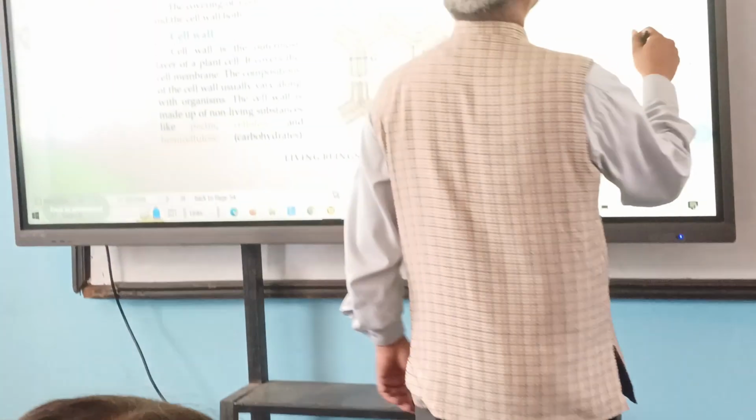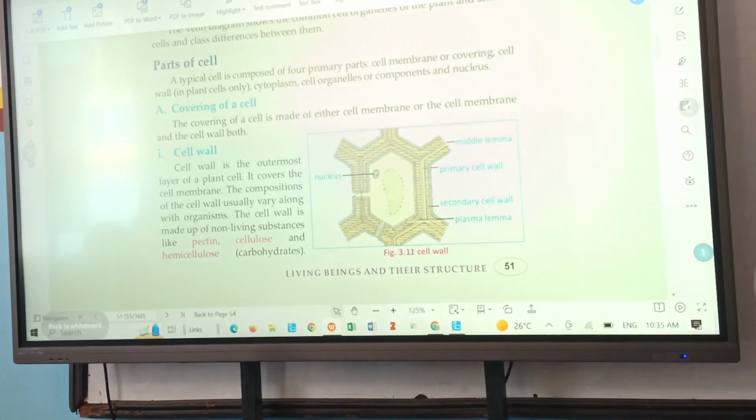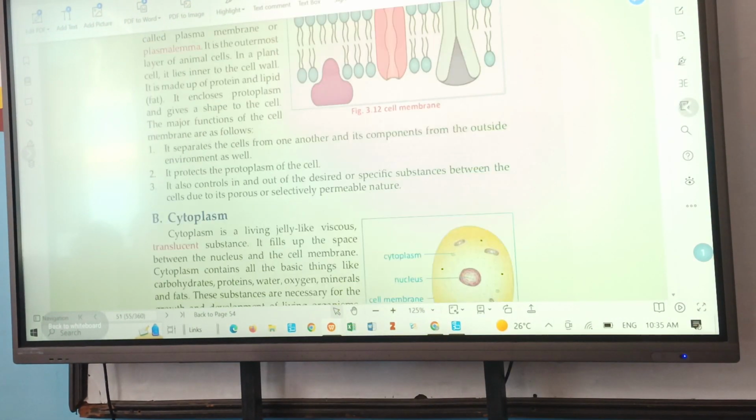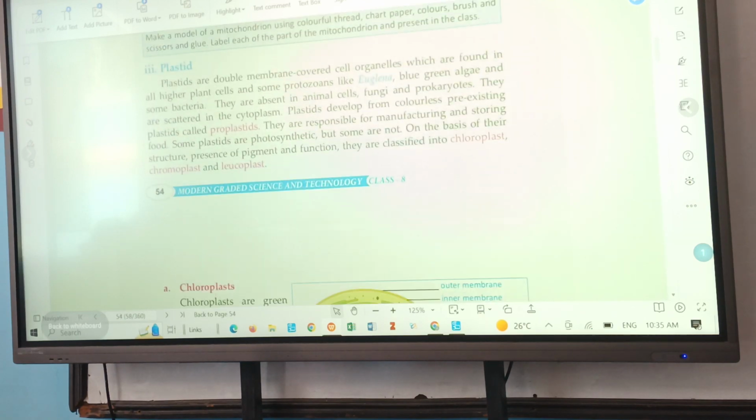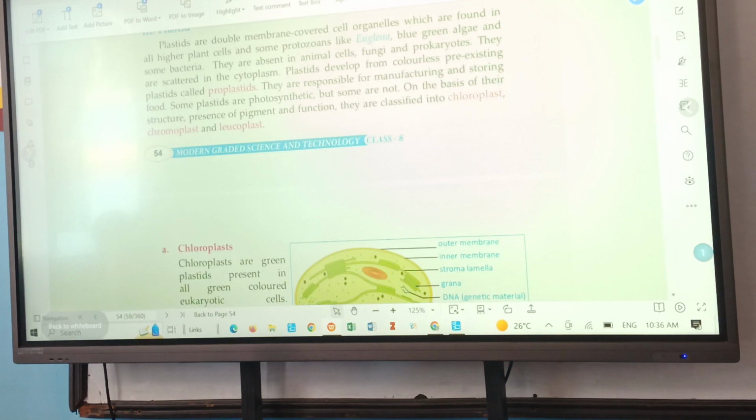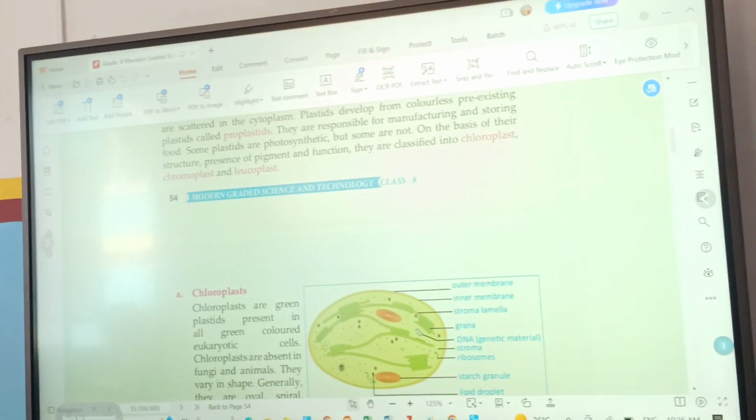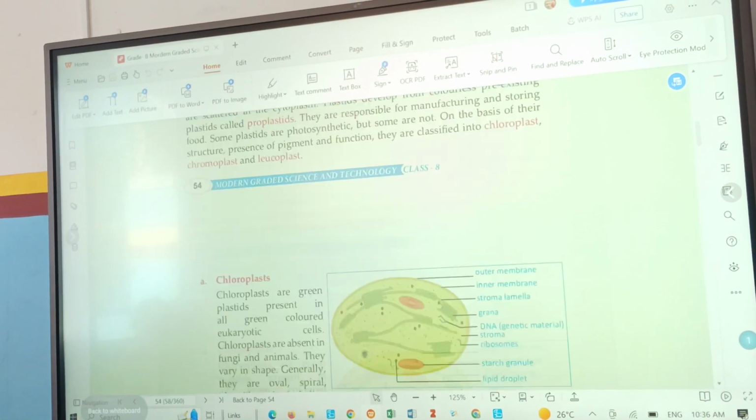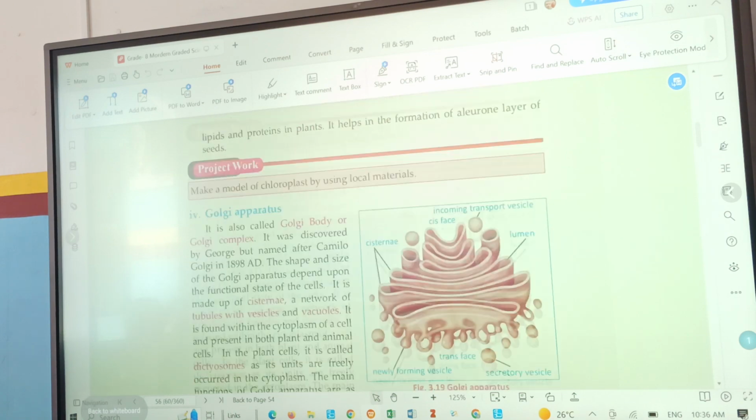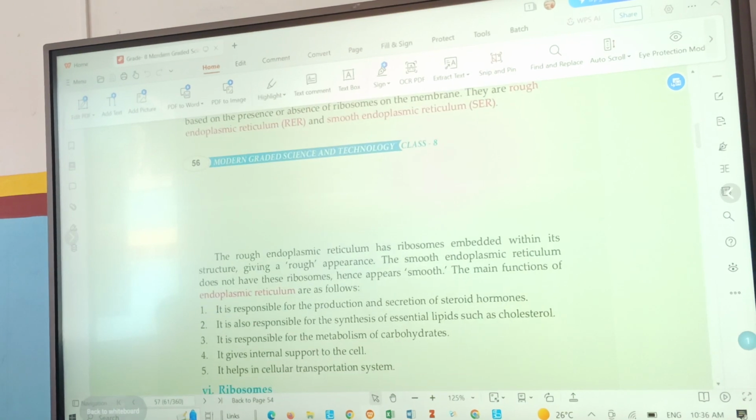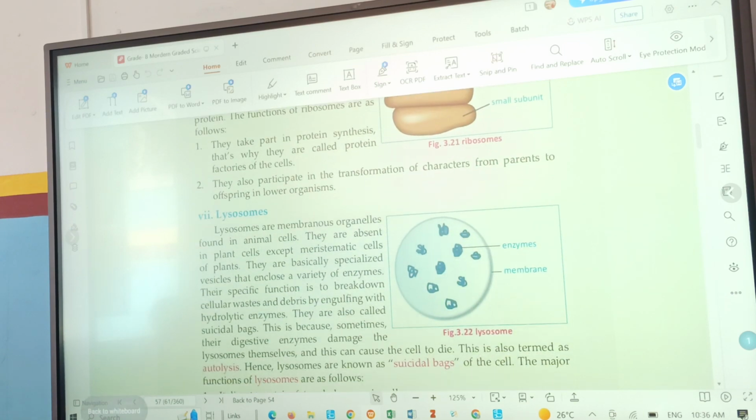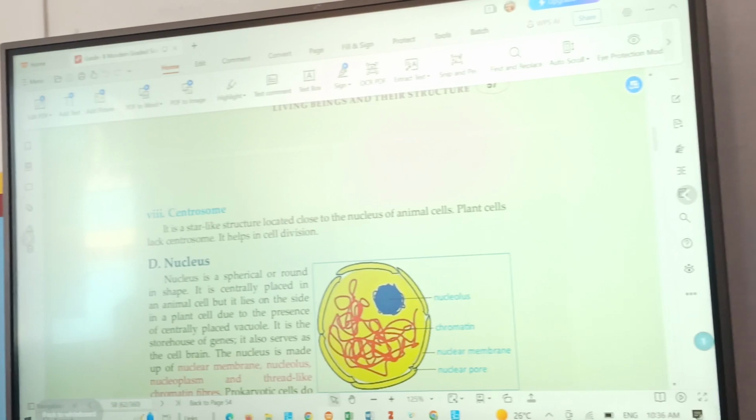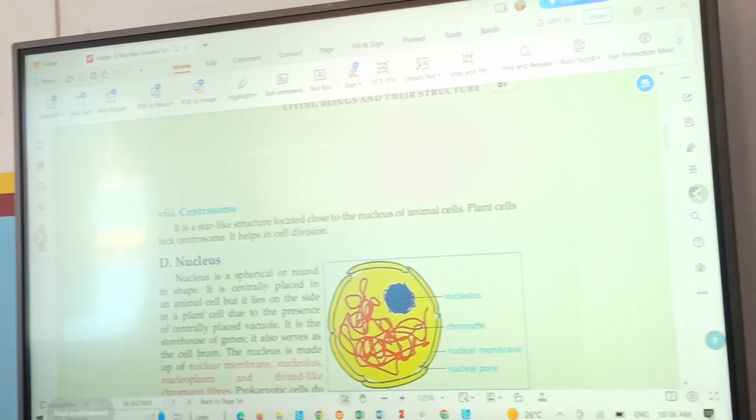So Sarvani is going to give from where? So let me check here. Today it's gone up to mitochondria, right? Up to where it's done? Mitochondria. Then her duty is to give from plastid: chromoplast, chloroplast, leucoplast, Golgi apparatus, endoplasmic reticulum, and lysosome. All right, up to lysosome, your duty.